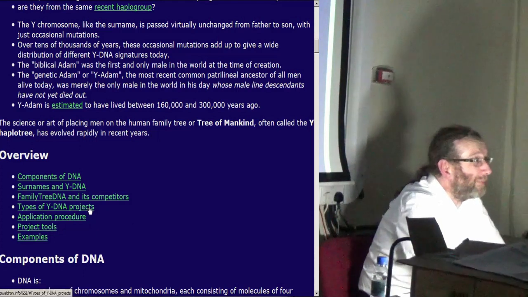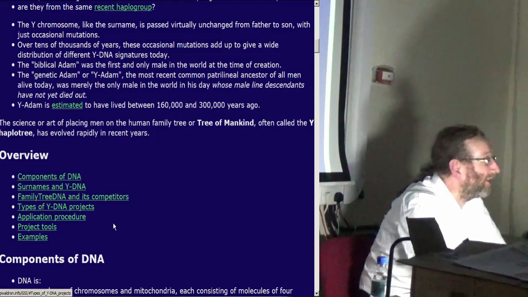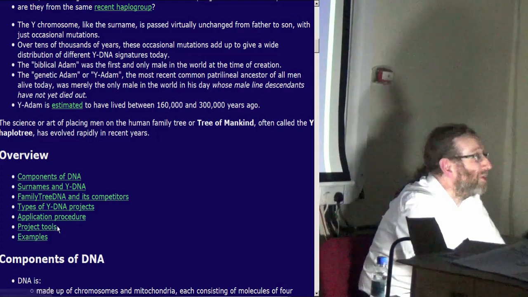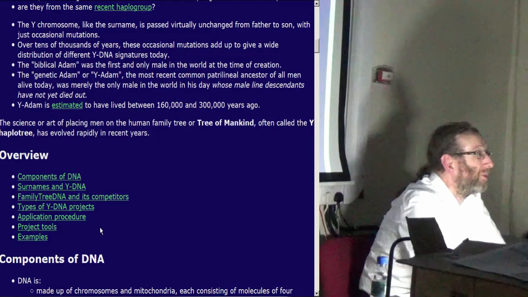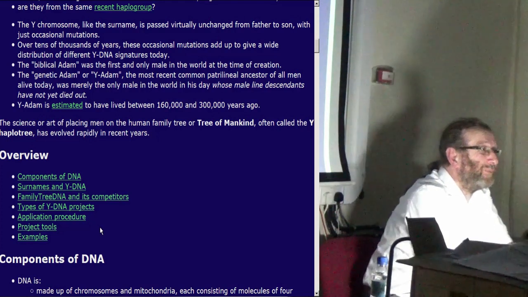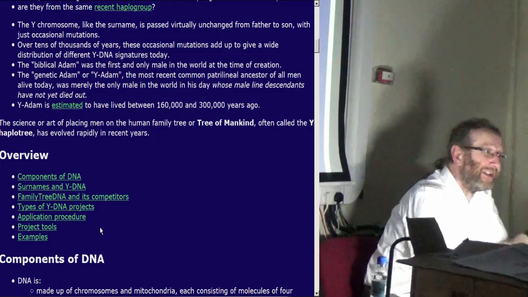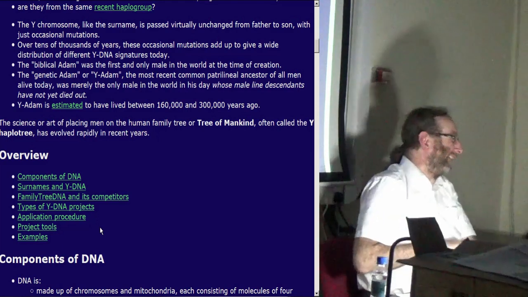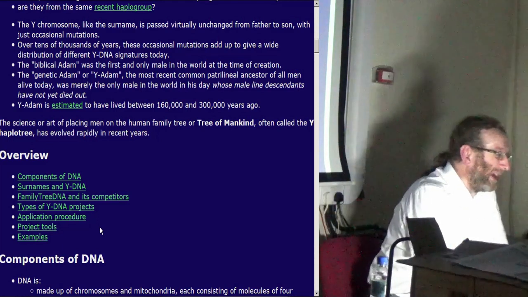Talk about the types of Y-DNA projects that you might join or you might volunteer to administer. Talk about how to apply to set up a project, some of the tools that are available to project administrators, and then I'll spend about the last quarter of the talk going through examples of surname projects and telling you what people have learned about the history of particular surnames from Y-DNA projects. And there'll be a bias towards County Clare surnames because that's where I live and where many of my ancestors came from.